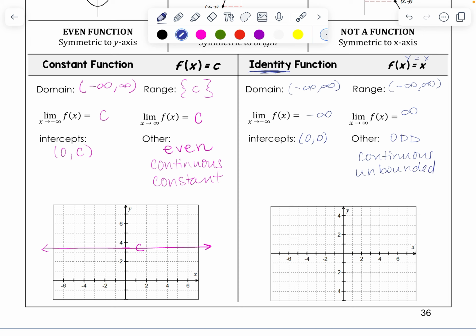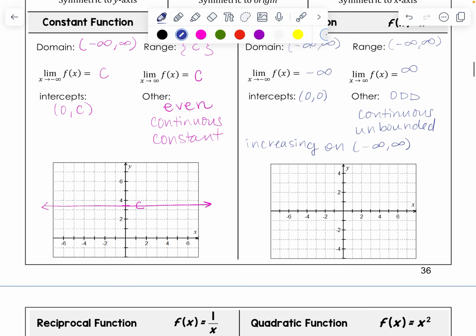We also know that it increases on the interval from negative infinity to infinity. So for the entire function, it's increasing, and it looks like this. It starts at 0, 0, and it has a slope of 1. So for every value of x, it's the same value of y, and it looks like this.